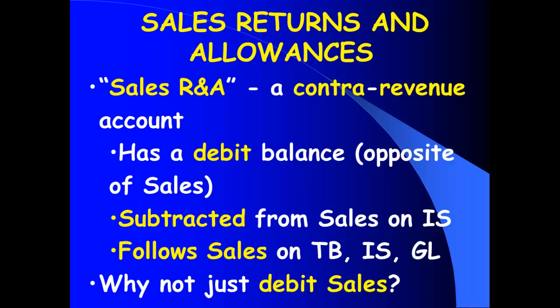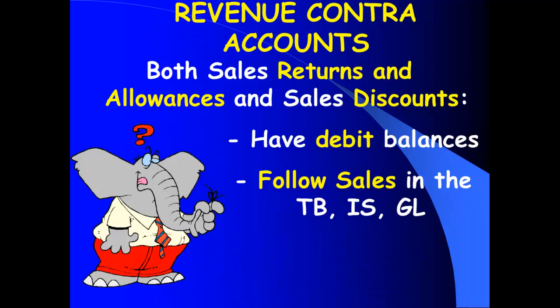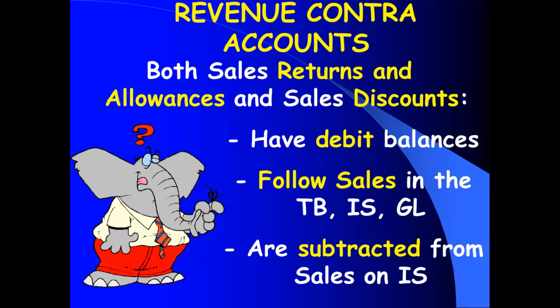What's the problem I have? I'm selling junk. There's something wrong with my product. It's not that I'm not selling that much. And I can tell that if those are in separate accounts. The sales returns are in one account, the sales are in the other account. So that's why we put them in separate accounts. Both sales returns and allowances and sales discounts are contra accounts to sales. They have a debit balance. They follow sales wherever sales goes, and they will be subtracted from sales when we prepare our income statement.